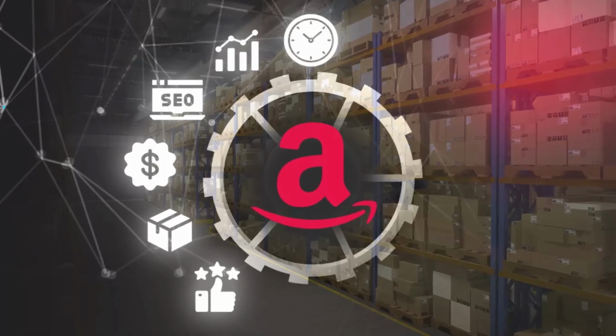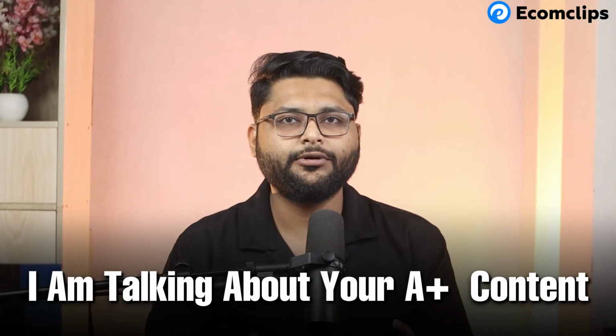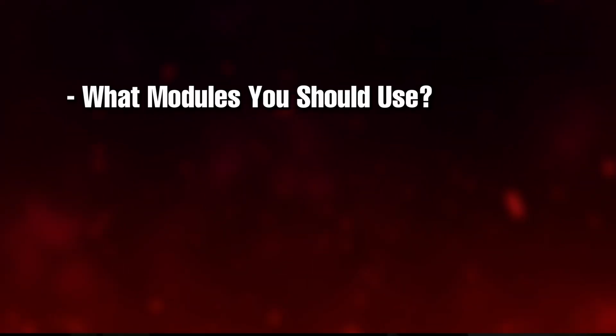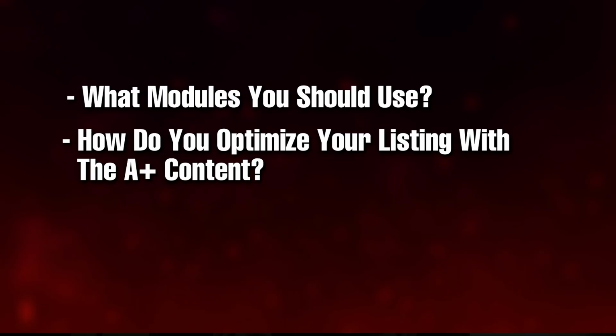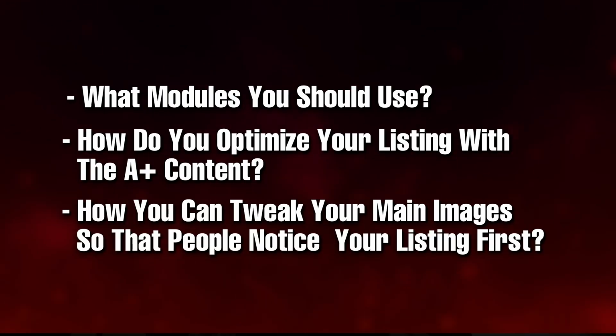There is a tool on Amazon that can increase your conversion rate up to 20%, but many sellers use it the wrong way. I'm talking about your A plus content, and in this video you are going to learn some very important things, like what modules you should use, how to optimize your listing with the A plus content, and how you can tweak your main images so that people notice your listing first. Also, I'm going to share some tips and tricks throughout the video.